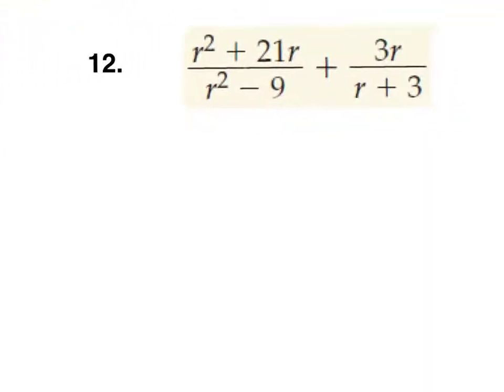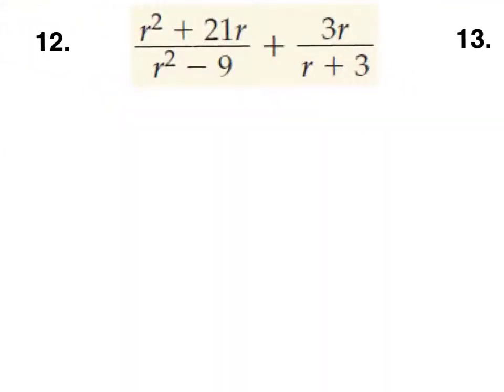Let's look at number 12. Now in number 12, we have two different denominators, r squared minus 9 and r plus 3, but we want to make them the same. And so you might remember that what you're supposed to do when you have a binomial or trinomial denominator is try and factor it. And if you factor r squared minus 9, that's actually the difference of two squares, r minus 3 and r plus 3.